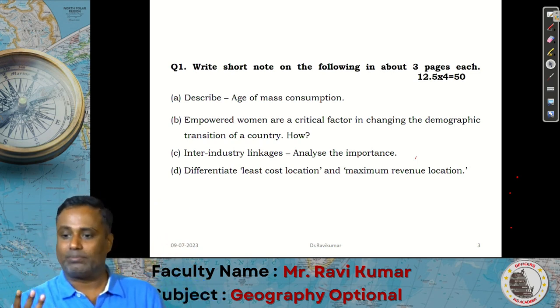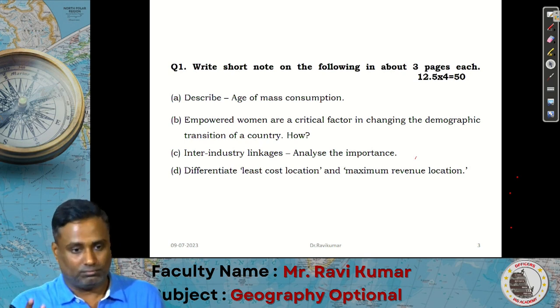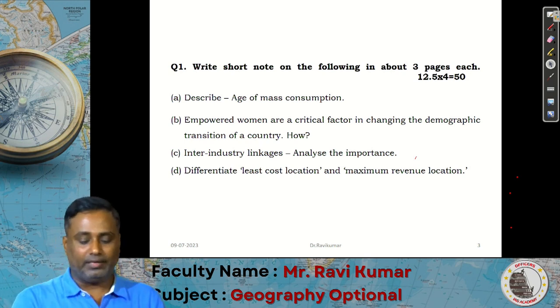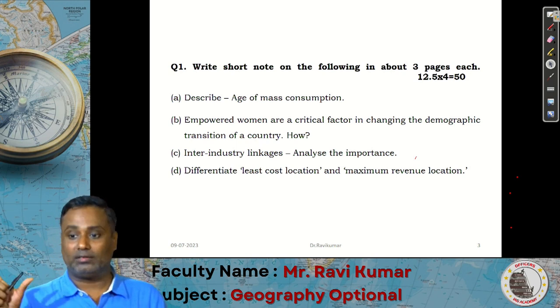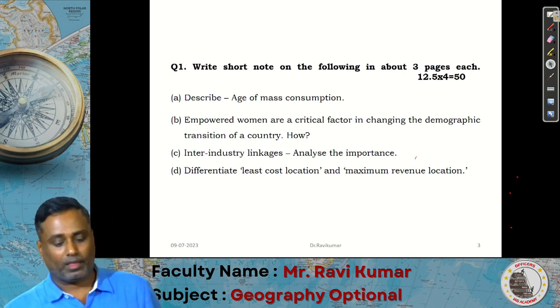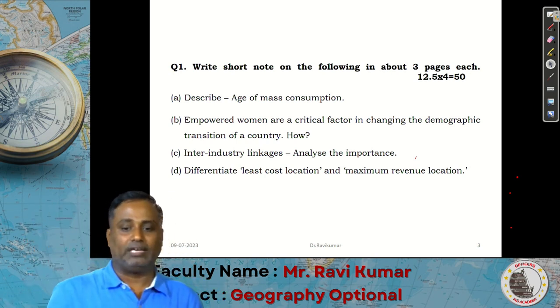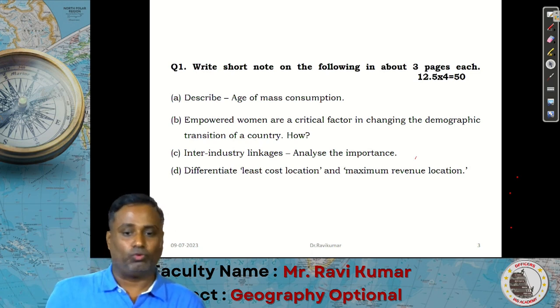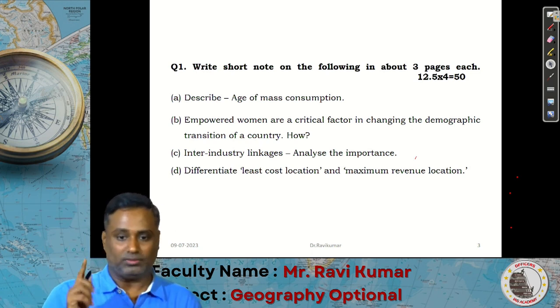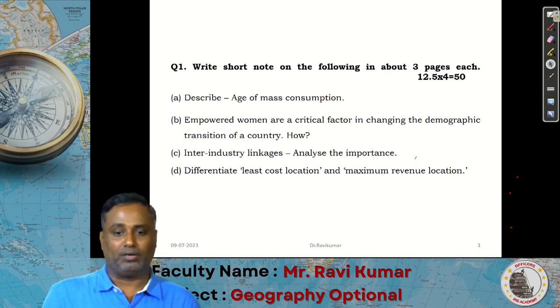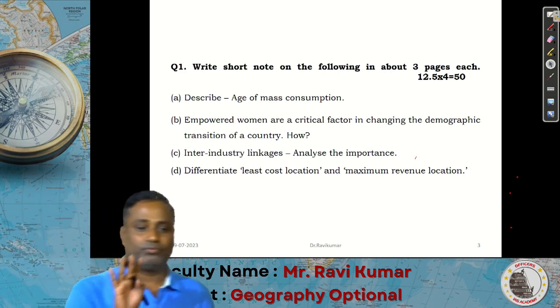There are, I guess, the 4 types of questions in your models and theories. And when you are reading the question, you should identify what type of question it is. Just go to question number 1 and A. Describe age of mass consumption. Can you say what kind of question it is? I said the 4 types. Is it concept or the fundamental of the concept? You got what I'm asking?